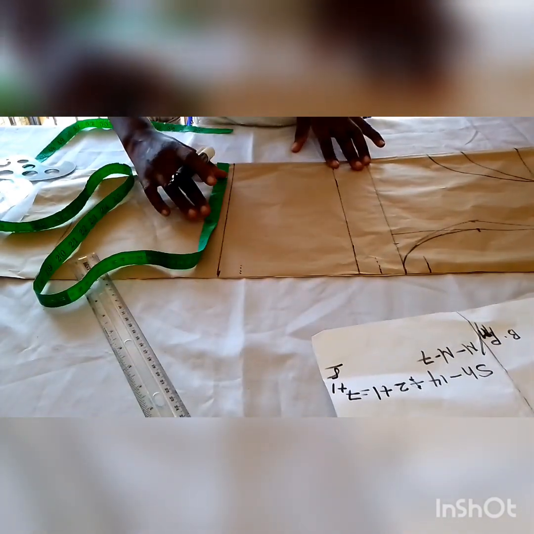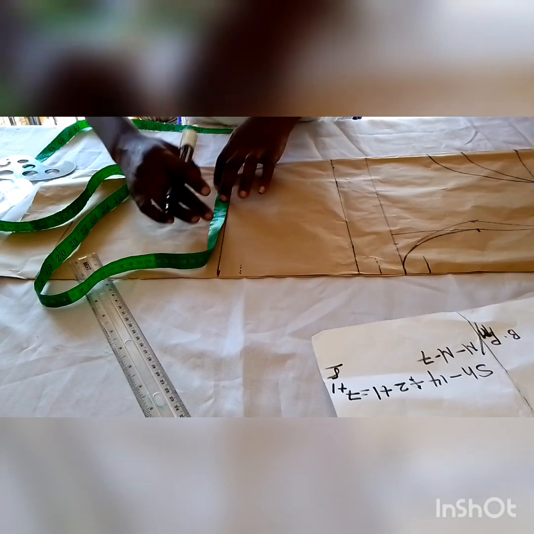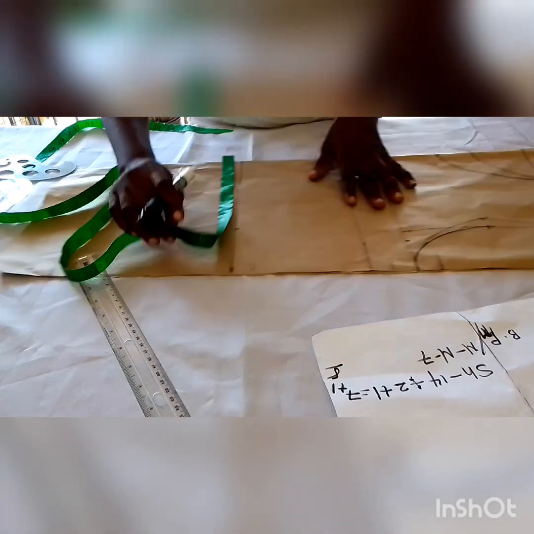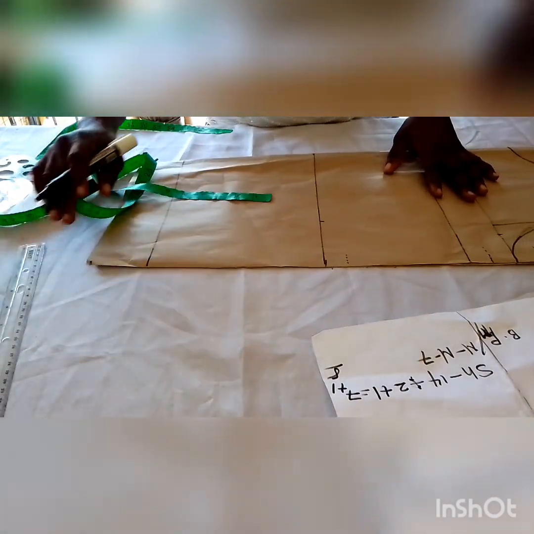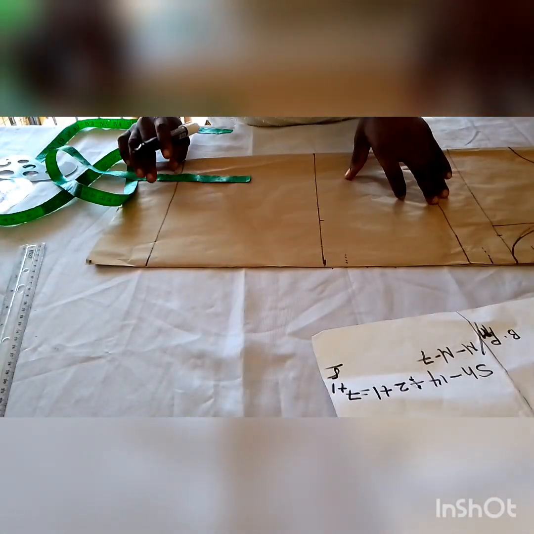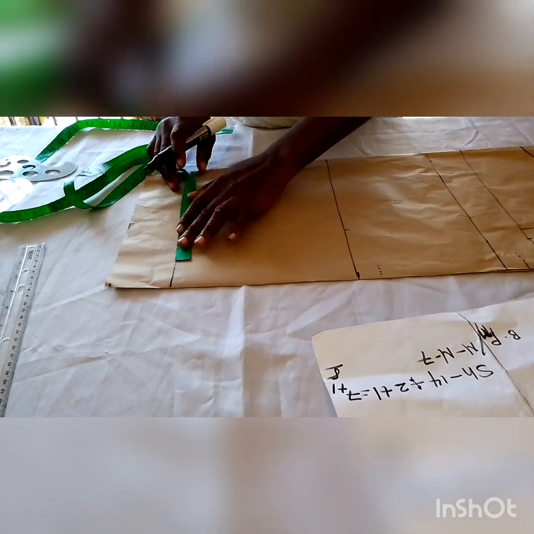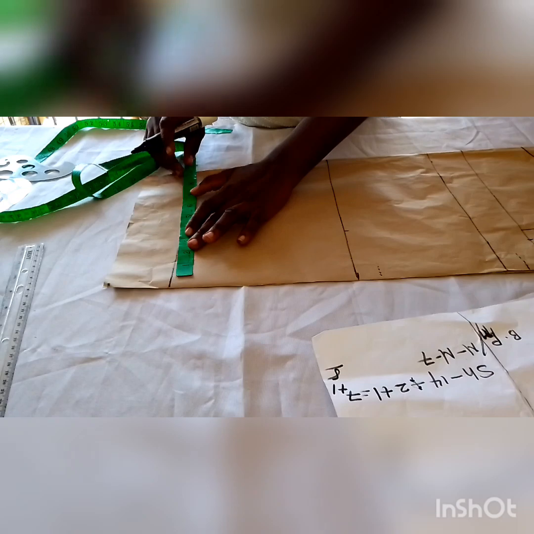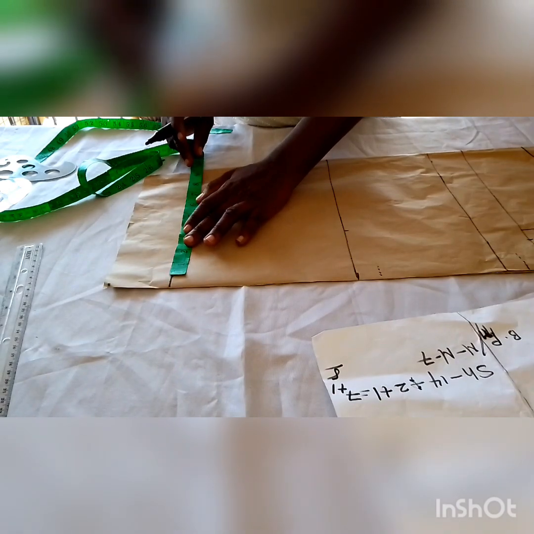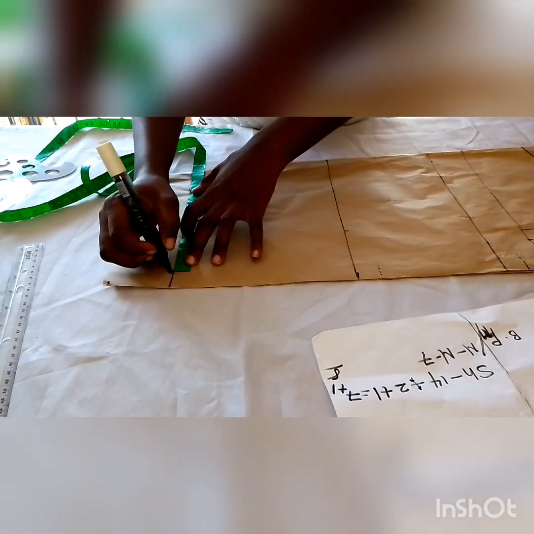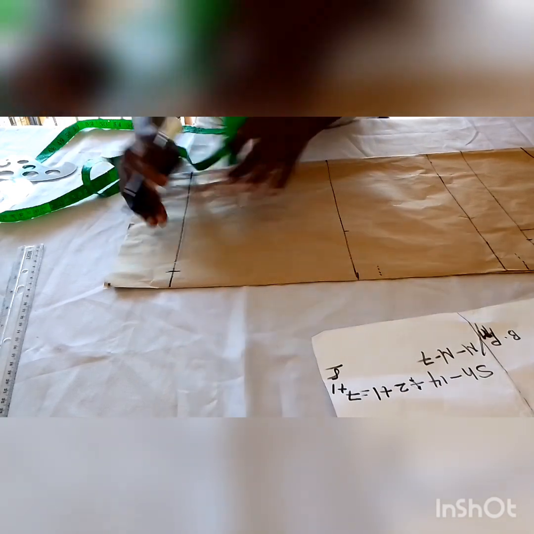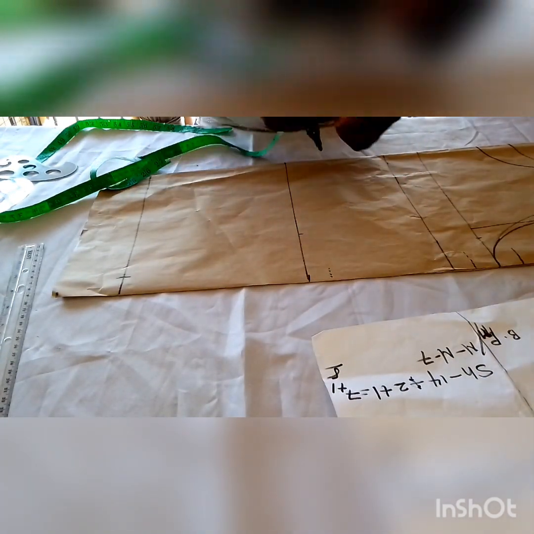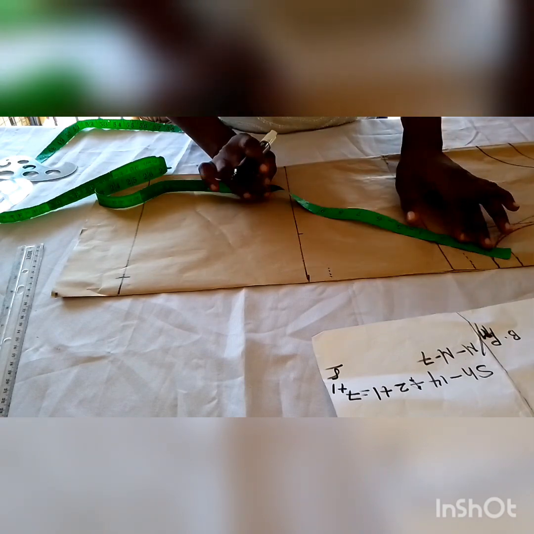So you come to the waistline and put your round waist measurement divided by 4. On the hip length, we'll do the same thing. The round hip measurement divided by 4. Then you connect them.